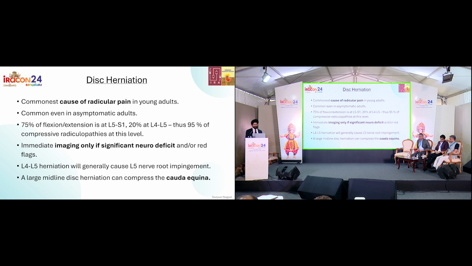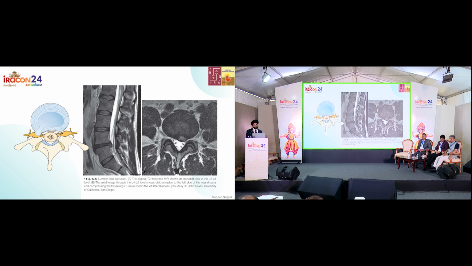A large midline disc herniation very rarely can cause cauda equina syndrome. Now this is a pictorial representation of a disc. Look at the neck of the herniated disc. It is narrow and then it becomes broad. This is called an extrusion, and if the base is also broad, then it's called a protrusion. And if it does not cross the annulus fibrosus, it is just a bulge, which is the most common finding on X-rays. You can see that on this image also, and you can see it here also. It's on the axial image, and this is the extrusion.